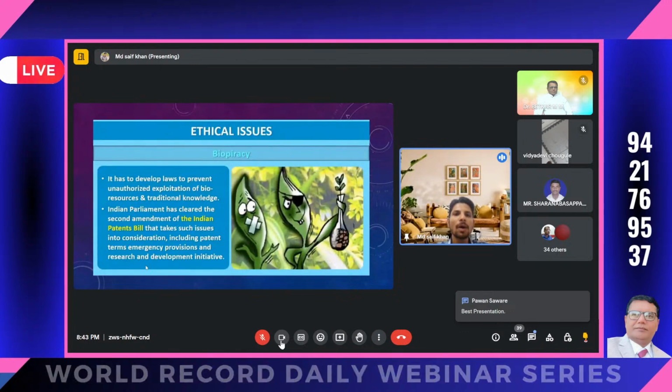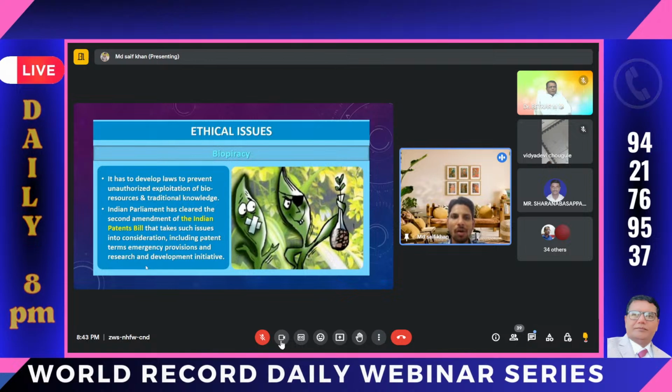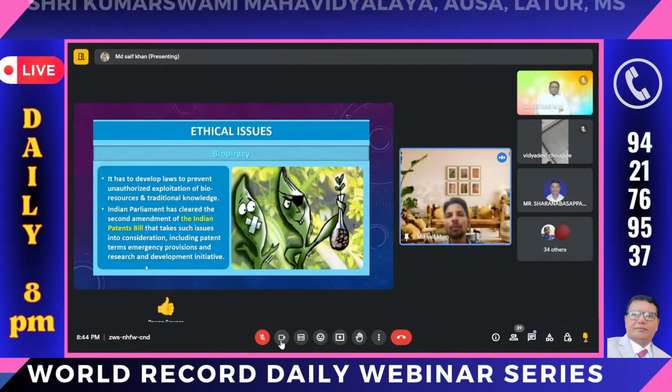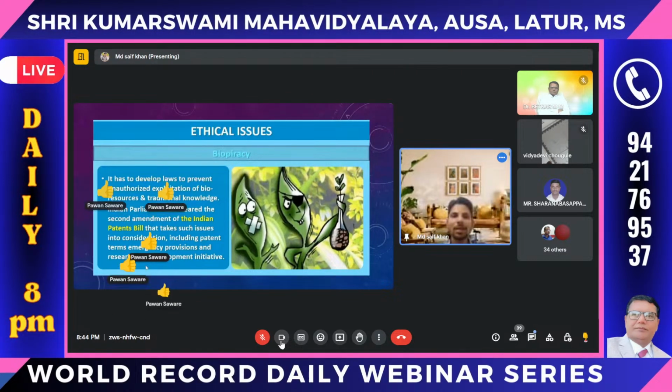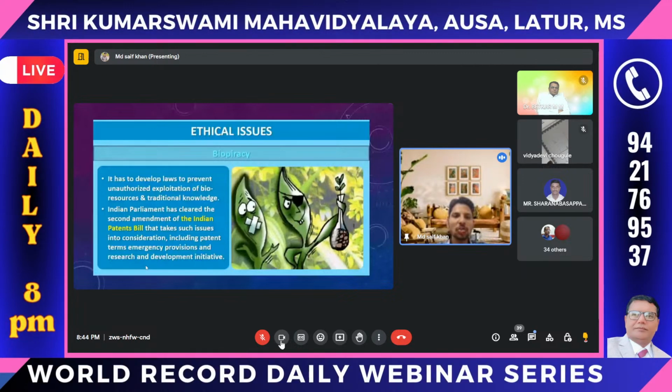Next, laws have to be developed to prevent unauthorized exploitation of bioresources and traditional knowledge. The Indian Parliament has clearly stated this. So what the Parliament has done is carry out a bill called the Indian Patents Bill that takes such issues into consideration, including patent terms and the responsibility of the organization to take care of that.